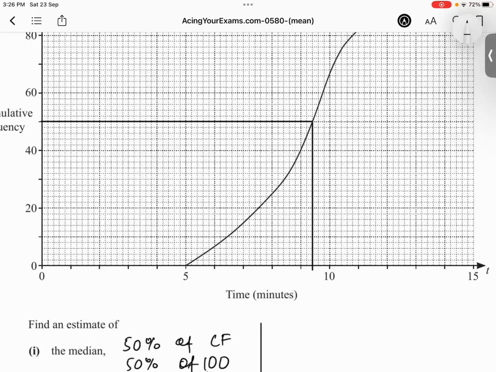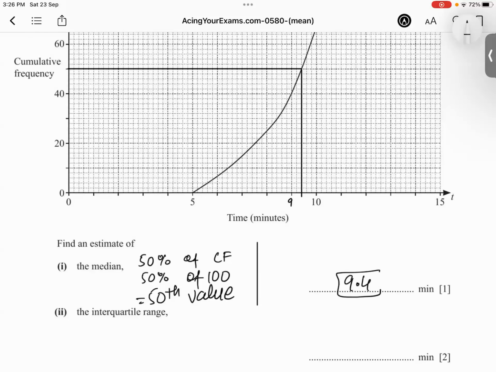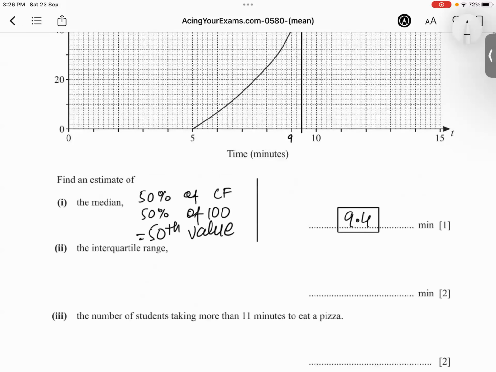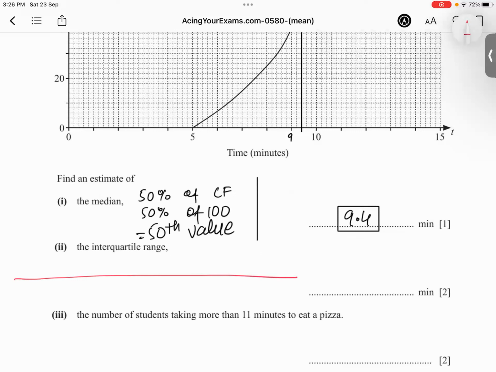So this is 9, so that is 9.4. So 9.4 minutes. Interquartile range means upper quartile minus lower quartile. So I'll drag a line here.